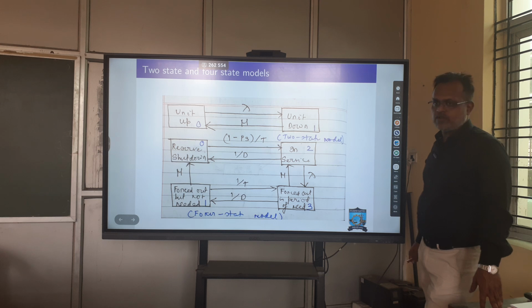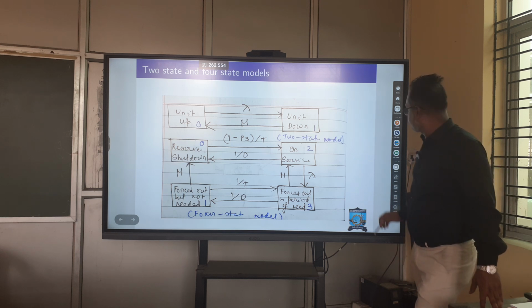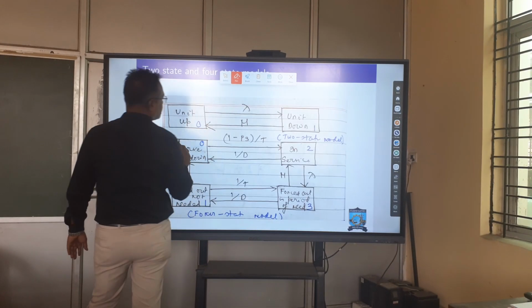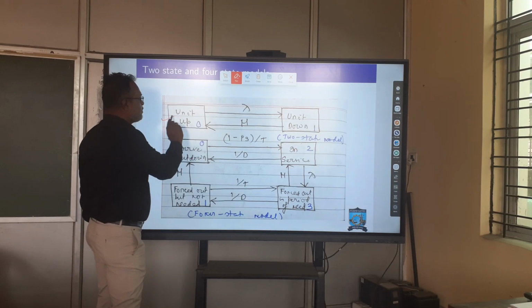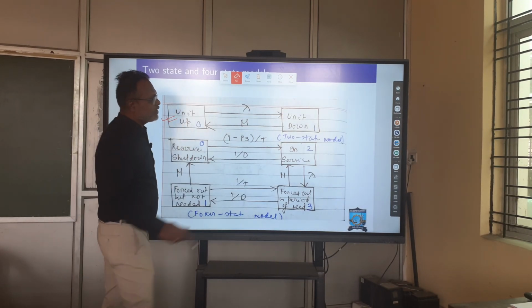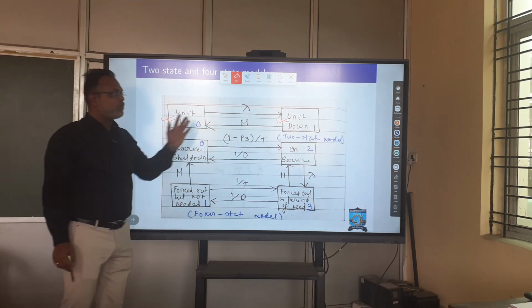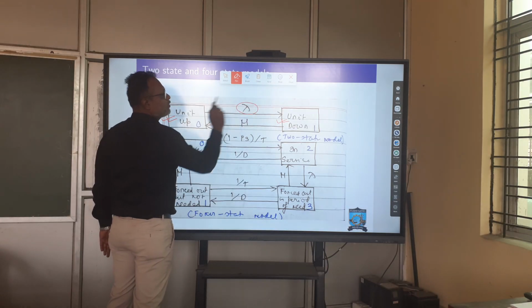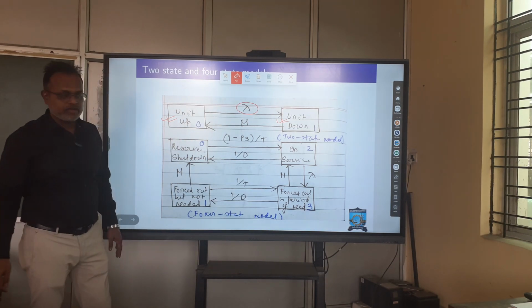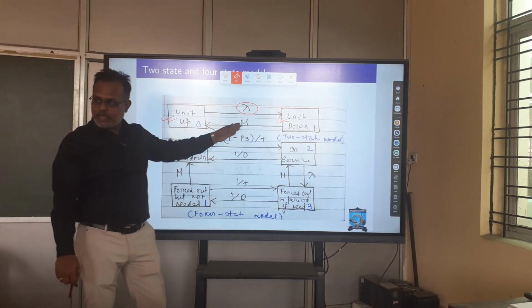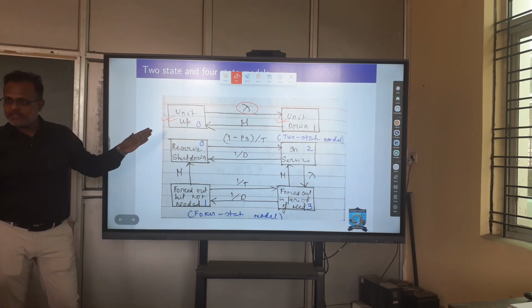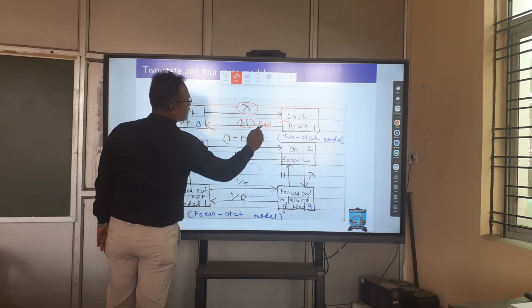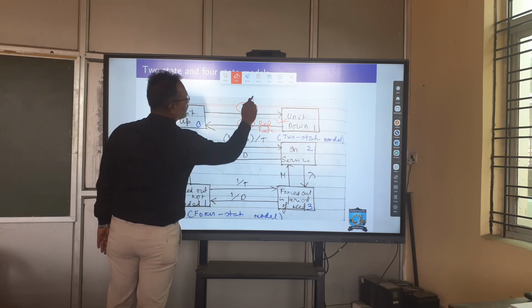So you can have a two-state or a four-state model. In the two-state model, what do you see? You see that you have two conditions. Either the unit is up, which is given by 0, or the unit is down. The unit will be down when it has failed. So from the up state, using the failure rate, we go to the unit down condition. And when the unit is repaired, we come back to the up state. Sorry, mu is the repair rate, and lambda is the failure rate.